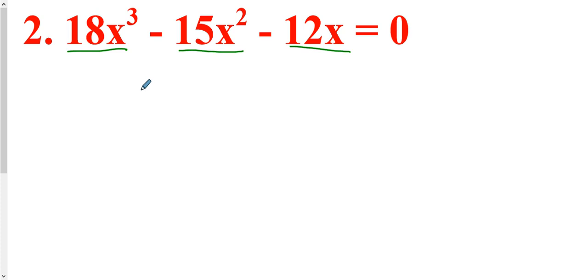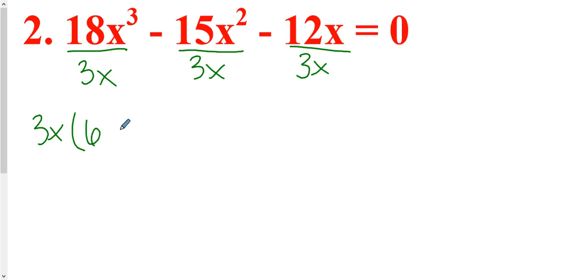Now, my GCF between 18, 15, and 12 is 3. They all have an x. And my smallest exponent is 1. So 3x is what I'm dividing out from these 3 pieces. 18 divided by 3 is 6. x cubed divided by x is x squared. Remember, we subtract those exponents. 3 minus 1 leaves me 2.